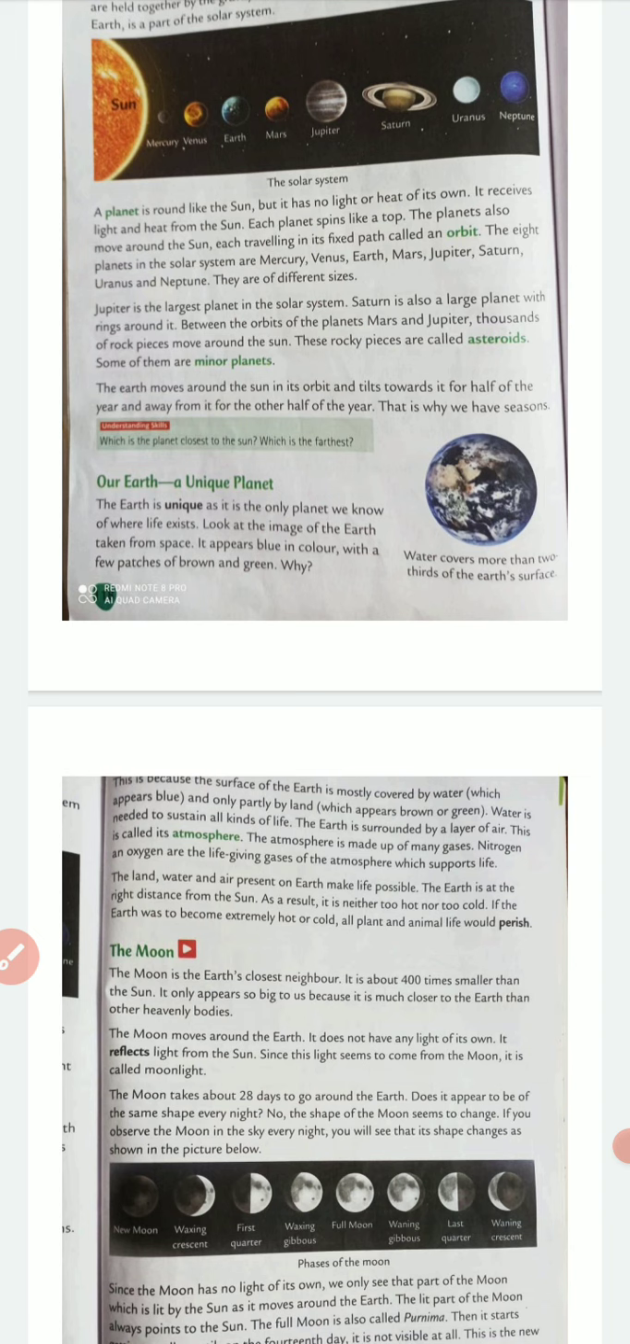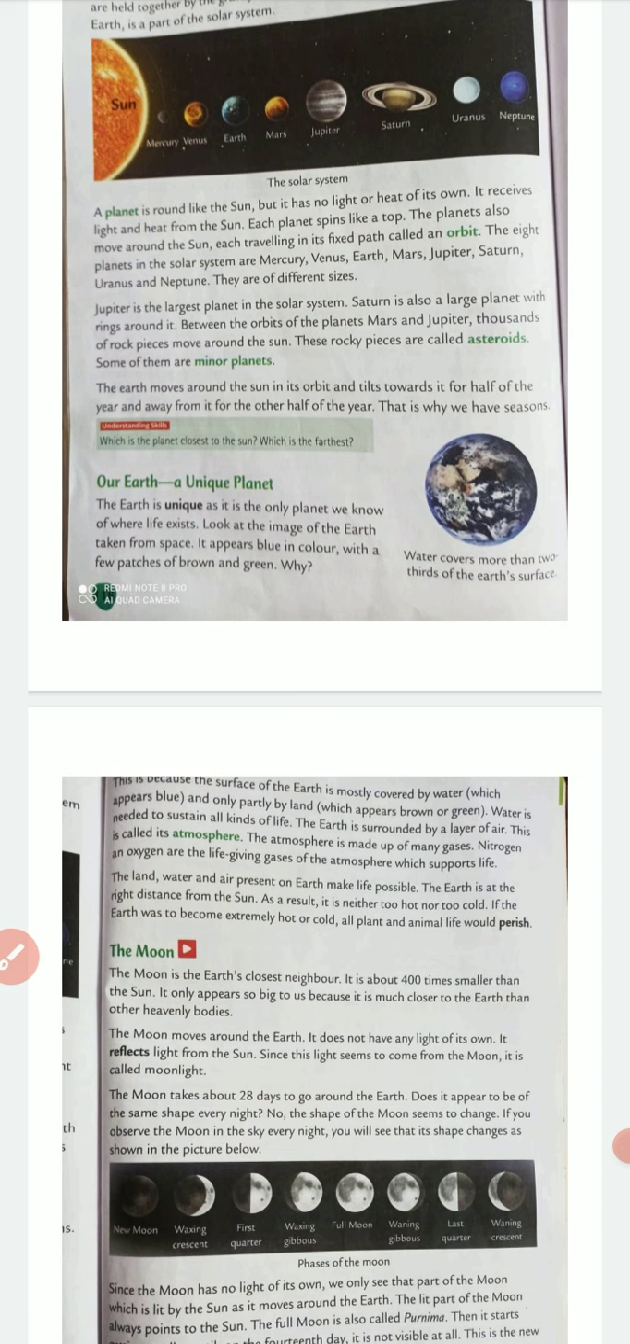Right? If the distance between the Earth and the Sun had been less, then it would have been very, very hot and everything would have burnt and died. So the place of the Earth from the Sun is perfect for life to exist. Otherwise, if it was very far away from the Sun, then it would have been too cold and everybody would have died because of the extreme cold.